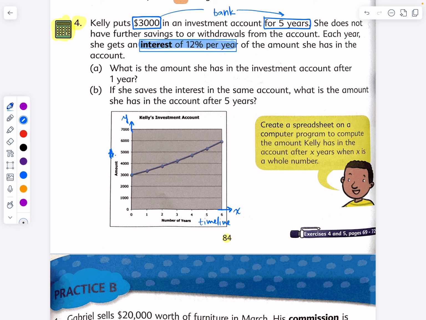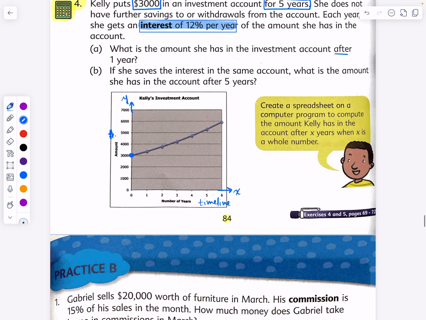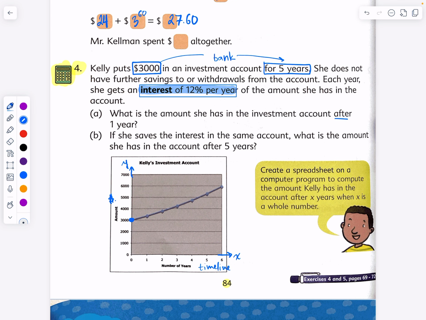So what happens at first? Kelly starts in year 0 with $3,000. Question A: what is the amount she has after 1 year? So let's say on January 1st, she deposits $3,000 to the bank. On December 31st of the same year, at the end of year 1, she will have plus 12%.